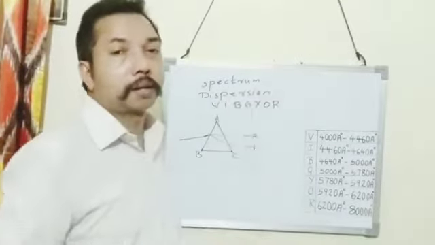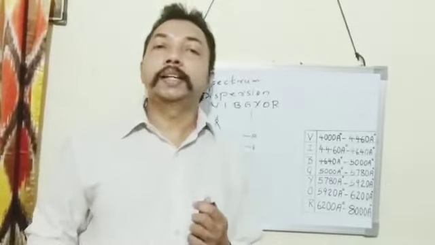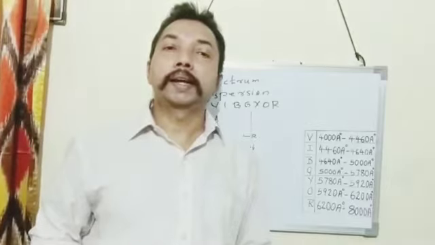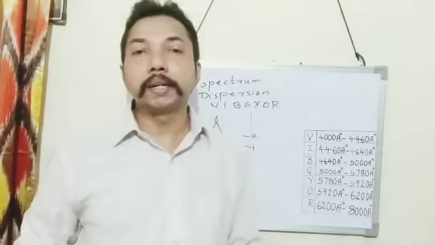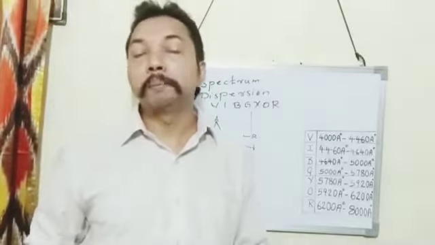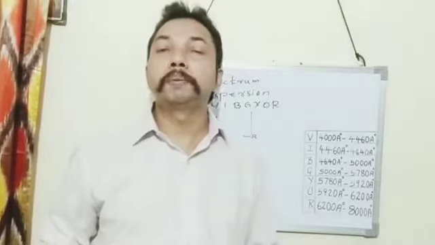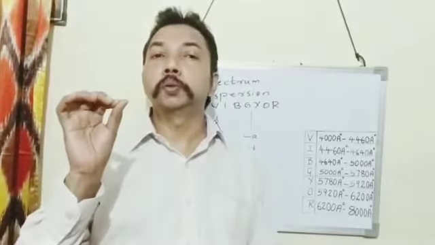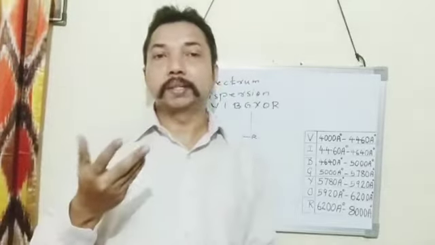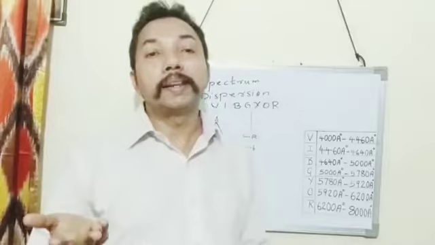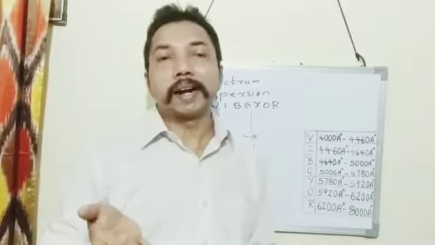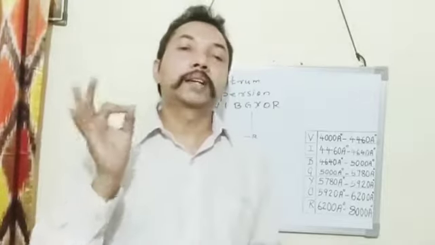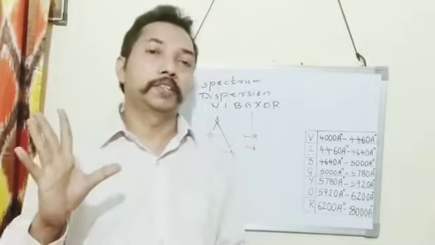red, in this order. So, dispersion takes place because these different colors have different speeds in different transparent media. That is the reason for dispersion of light. Dispersion of light is due to the different speeds of light of various colors in different transparent media.